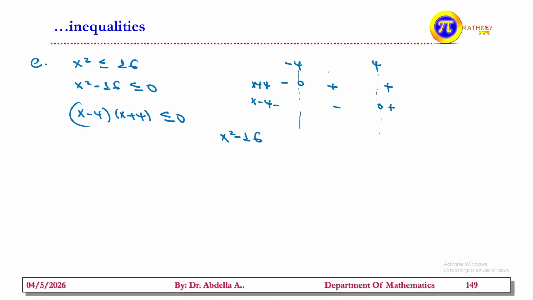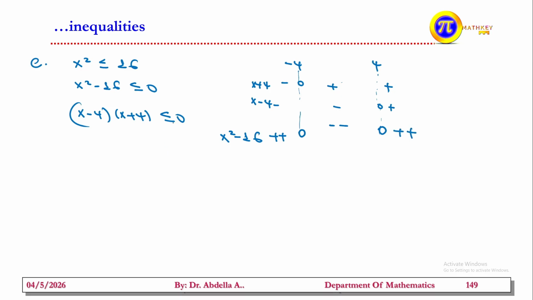At the left of negative 4, both are negative. Negative times negative, it is positive. At negative 4 it is 0. The product 0 times negative, it is 0. Between negative 4 and 4, the first one is positive, the second is negative, so positive times negative, it is negative. At 4, the first one is positive, the second is 0, so positive times 0, it is 0. At the right side of 4, both are positive. Positive times positive, it is positive.